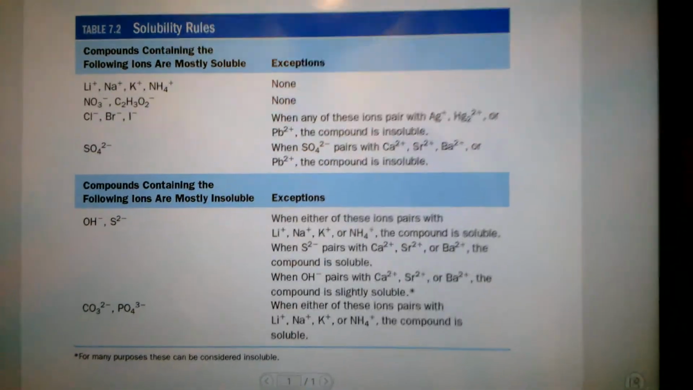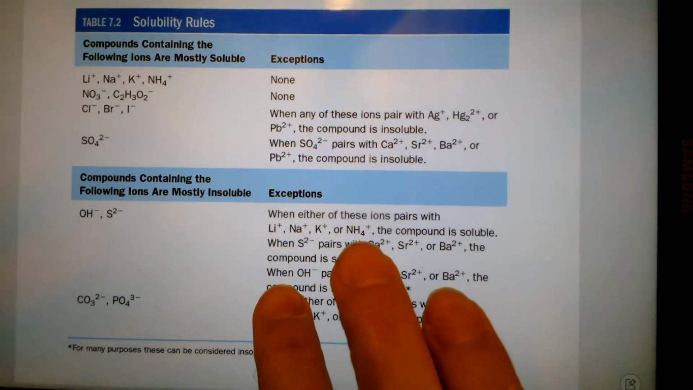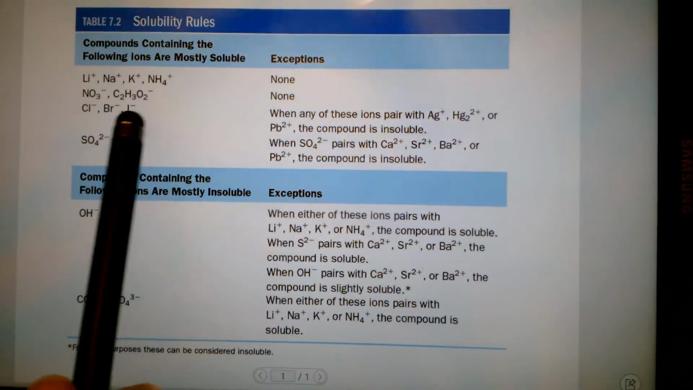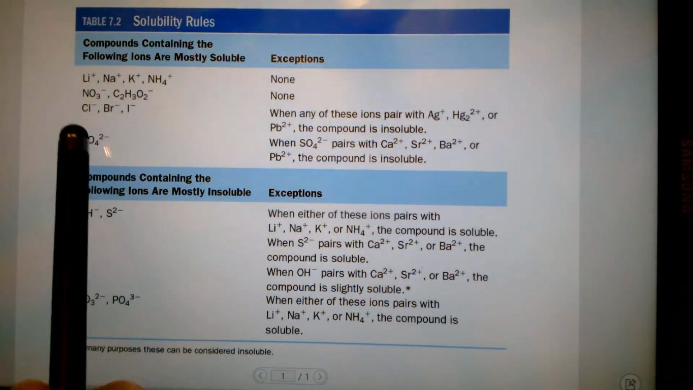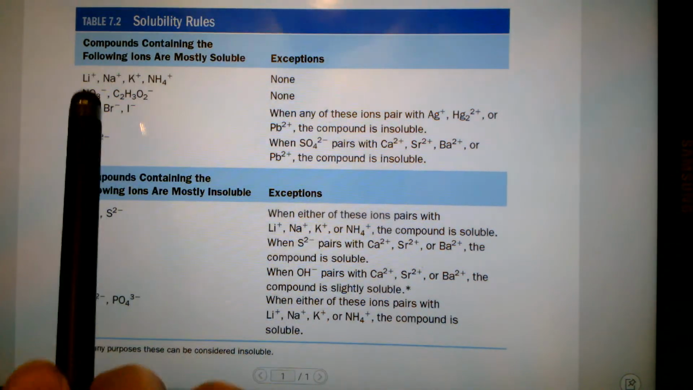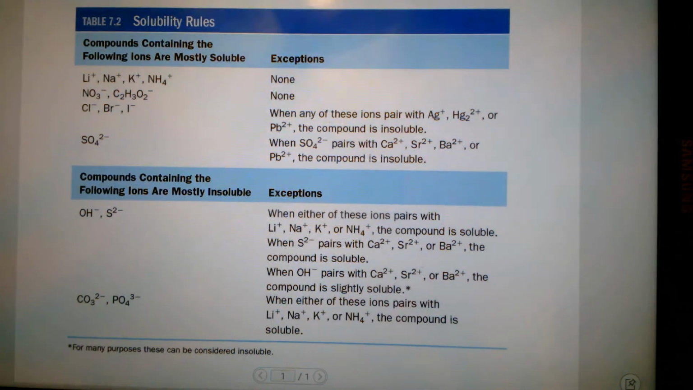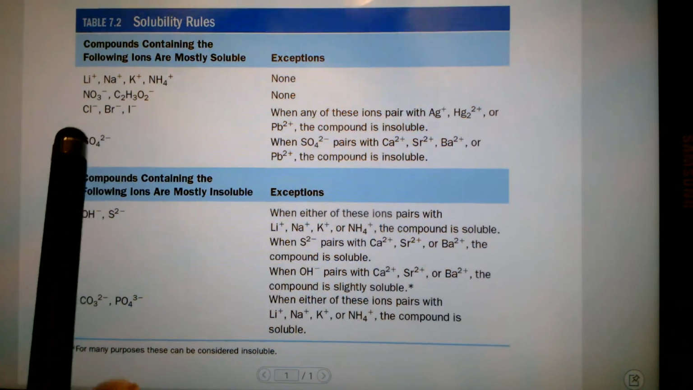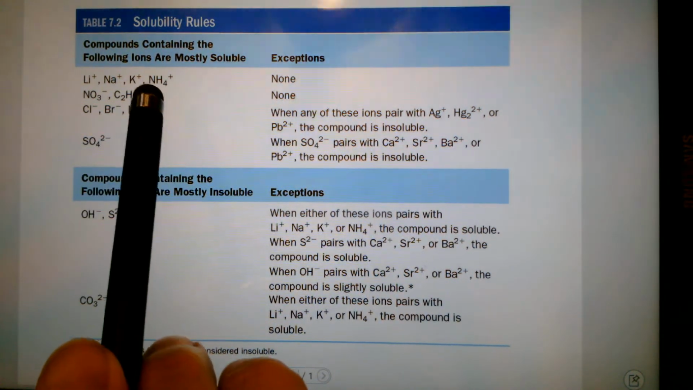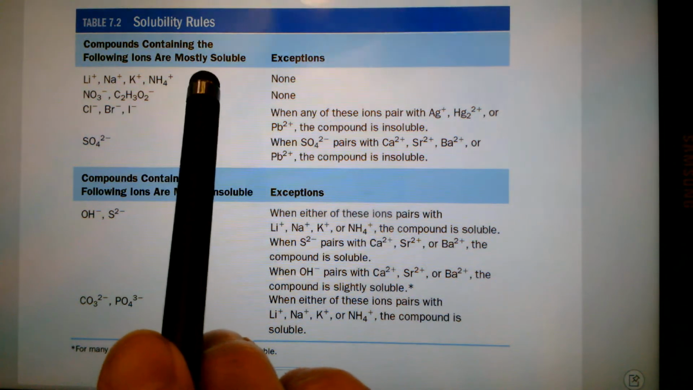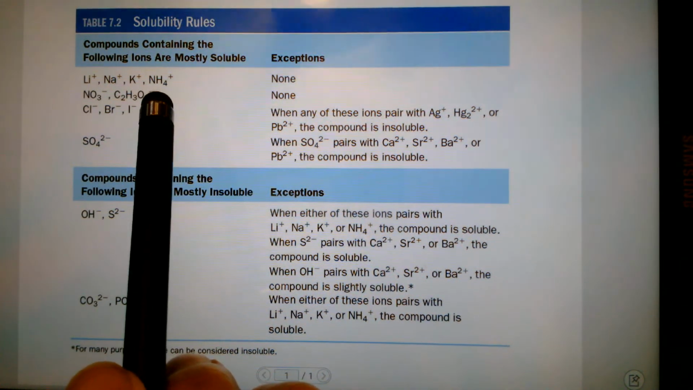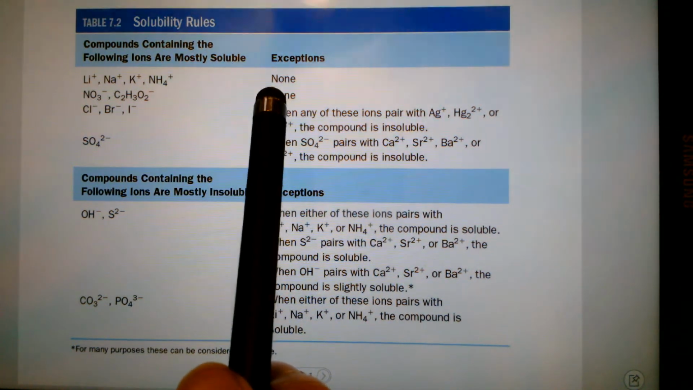Okay, so our solubility chart is in your Chapter 7 module. It looks like this here. So how we read a solubility chart is up here, it's listing our soluble ions, and down here, it's listing our insoluble ions. So what this does is it looks at these ones here. These ones are mostly soluble. So when lithium, sodium, potassium, and ammonium pair with any sort of anion, they're always soluble with no exceptions.